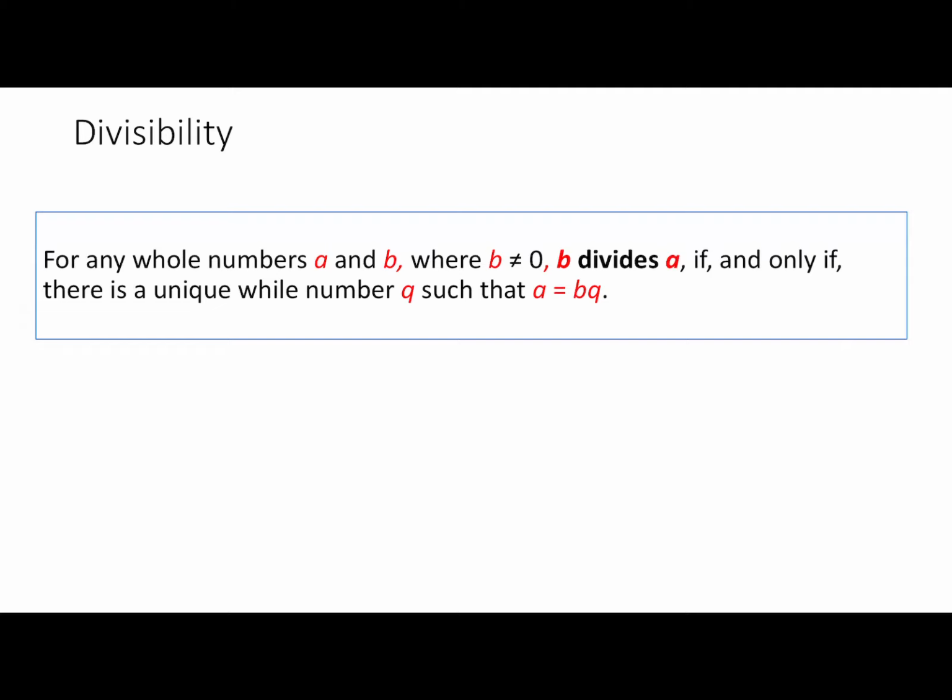Okay, so for any whole numbers A and B where B is not equal to 0, B divides A if and only if there's a unique whole number Q such that A equals B times Q. Now notice, if you remember the division algorithm, what we had was in general A equals B times Q plus R, where R is your remainder between 0 and less than B. And so all this is saying is that my remainder is 0.